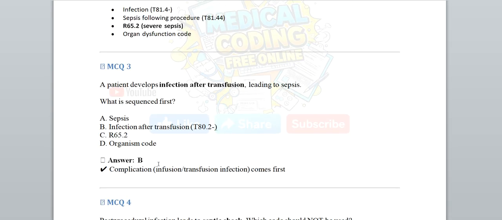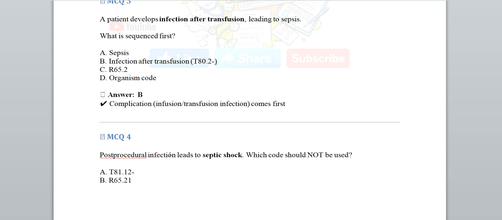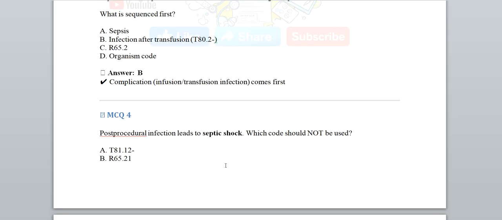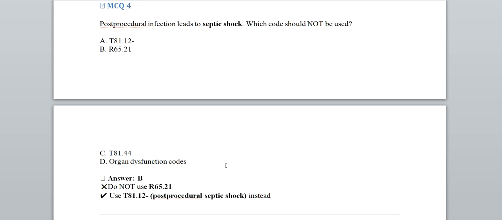MCQ 3: a patient develops infection after transfusion leading to sepsis. What is the sequencing? So the patient develops the infection after transfusion. After means first the local infection after transfusion. So if the post-procedural infection leads to septic shock, do not use R65.21; use T81.12 post-procedural septic shock instead.